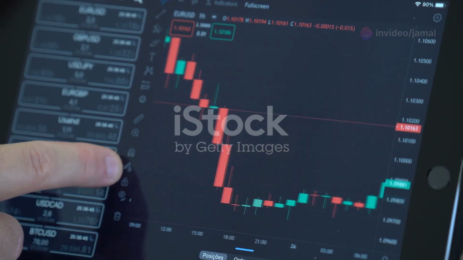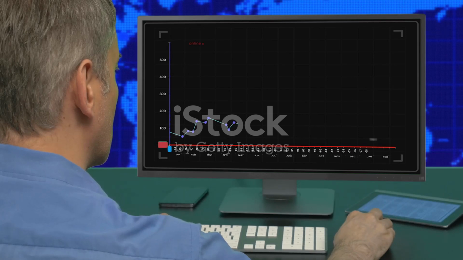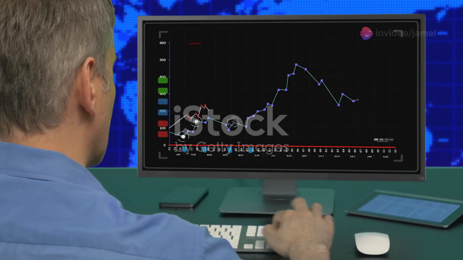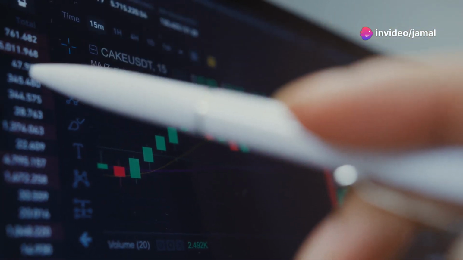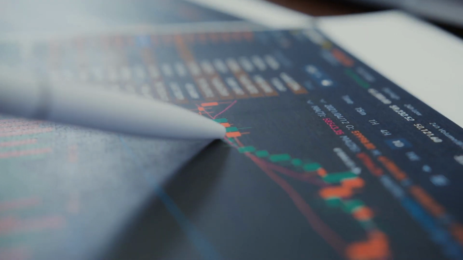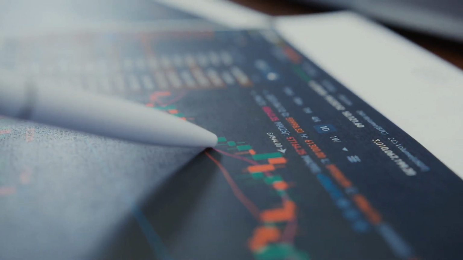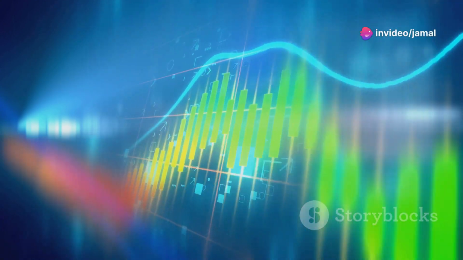Candlestick patterns are essential in technical analysis. They provide insights into market sentiment and potential price movements. Each candlestick shows the opening, closing, high and low prices for a specific period. The body of the candlestick represents the range between the opening and closing prices. The wicks, or shadows, show the high and low prices.